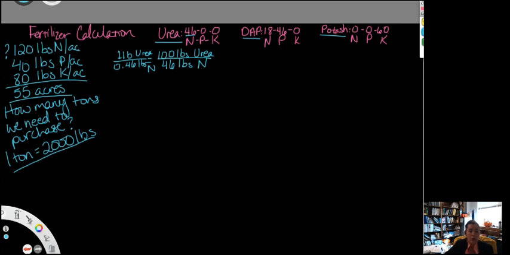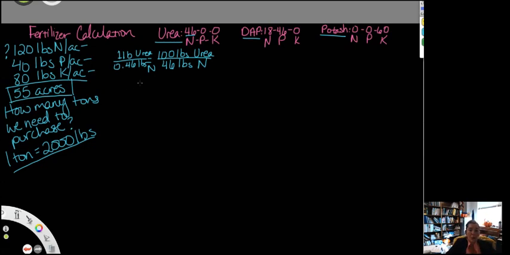Okay, so this is what we were told to put out: 120 pounds of N, 40 pounds of P, and 80 pounds of K. Our area that we're looking at is 55 acres, and we need to know how many tons we're going to purchase.